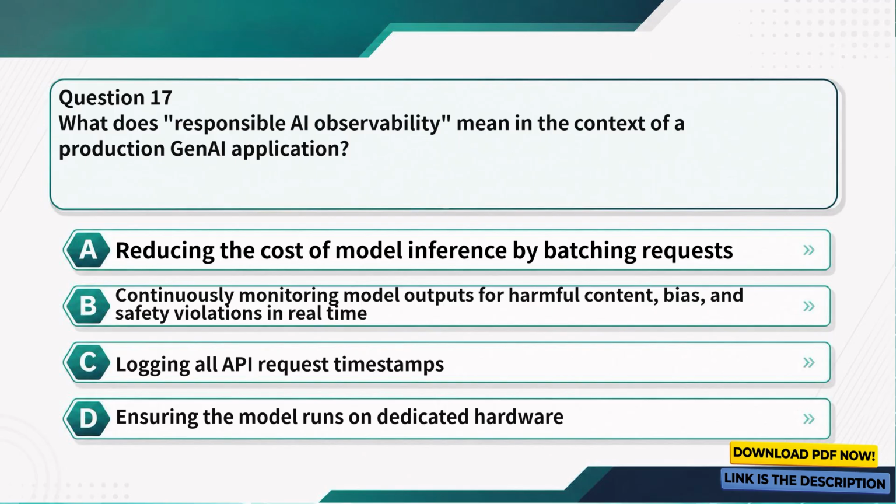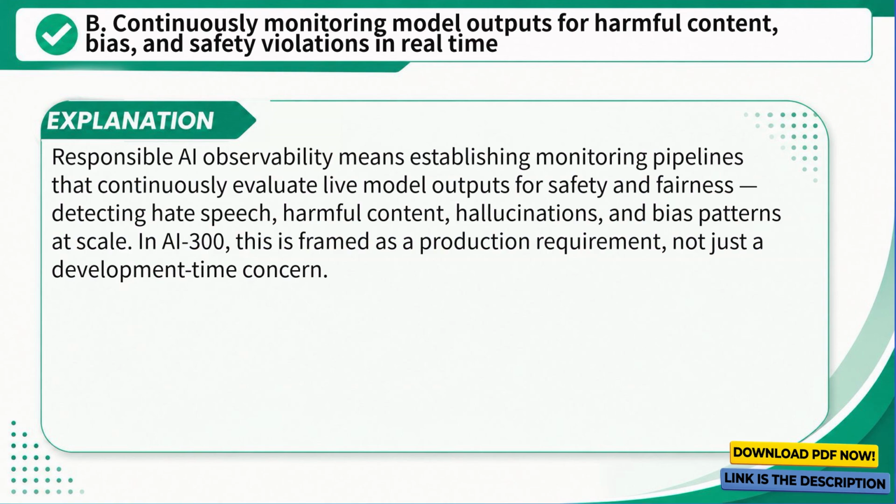Question 17. What does responsible AI observability mean in the context of a production GenAI application? A. Reducing the cost of model inference by batching requests. B. Continuously monitoring model outputs for harmful content, bias, and safety violations in real time. C. Logging all API request timestamps. D. Ensuring the model runs on dedicated hardware. Correct answer: B. Continuously monitoring model outputs for harmful content, bias, and safety violations in real time.